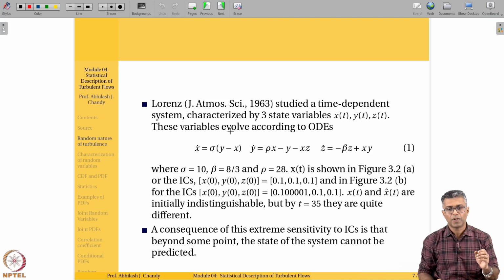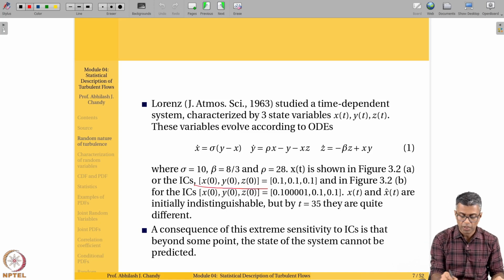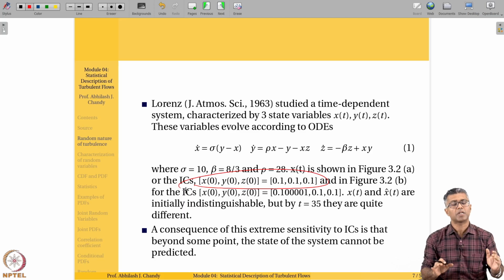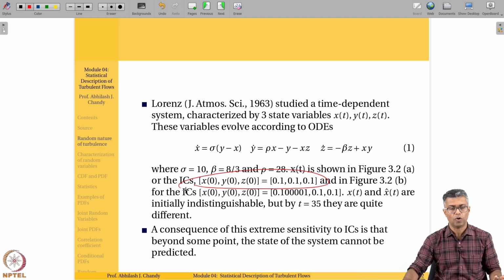Now, when we solve this equation, we'll have to specify, it's an ODE, a time-dependent ODE, a system of ODEs to be specific: x, y, z. So we will need initial conditions, and the original initial conditions are these: x of 0, y of 0, and z of 0 are 0.1, 0.1, and 0.1. Simple. This is actually a simple system. It's non-linear, but it's still an ODE that can be solved.